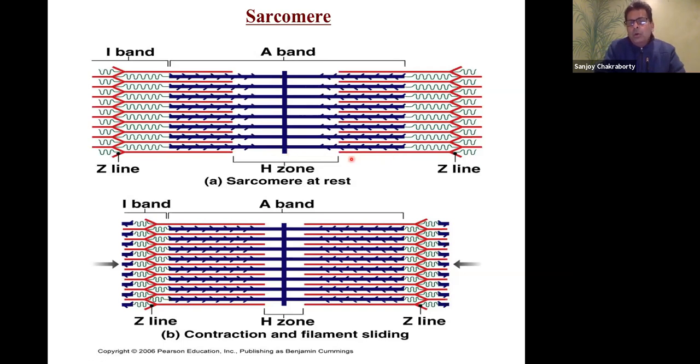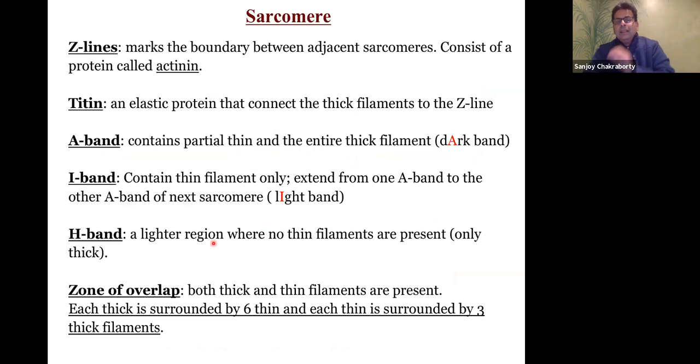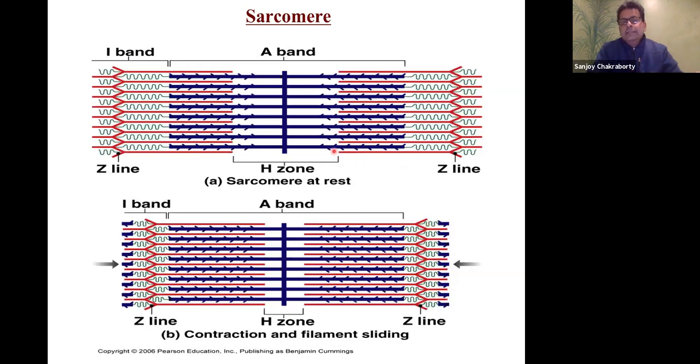And this part where the thick and thin filaments go side by side is called the zone of overlap. The H band is a lighter region where no thin filaments are present, only thick. And the zone of overlap is where both thick and thin filaments are there, at both ends. So if we go back one more time, this is the H zone, and that's the zone of overlap. In the zone of overlap, both thick and thin filaments are present.